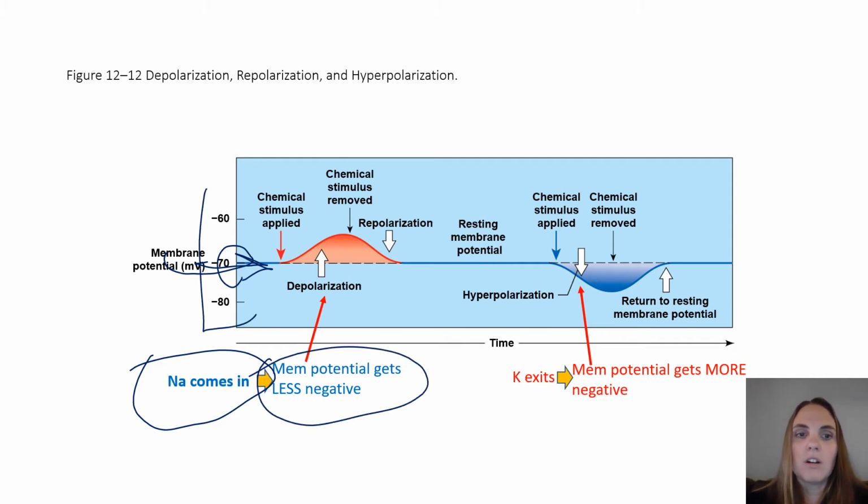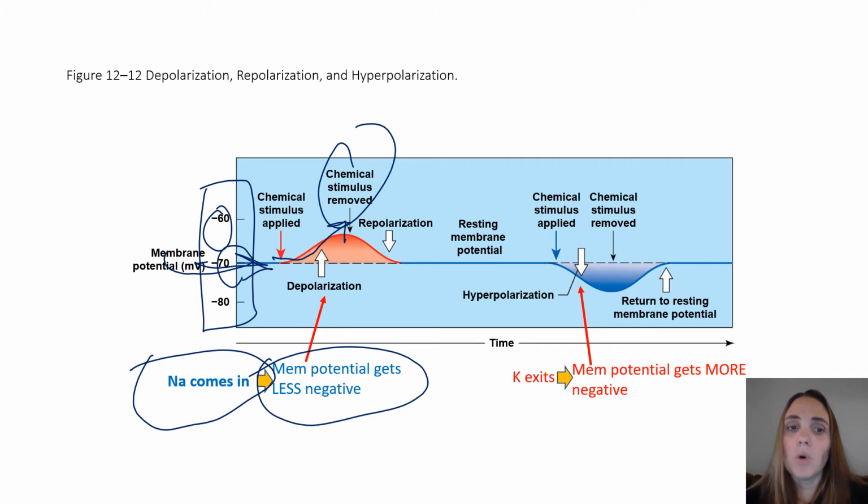So if we look at our measurements on the side, that sodium is going to come in, and our millivolts is going to go to negative 60, which is less negative. That's a depolarization. If we then remove whatever stimulus opened that sodium channel, the sodium channel is going to close, and then our membrane is going to repolarize thanks to the sodium-potassium pump and get back to negative 70 millivolts.